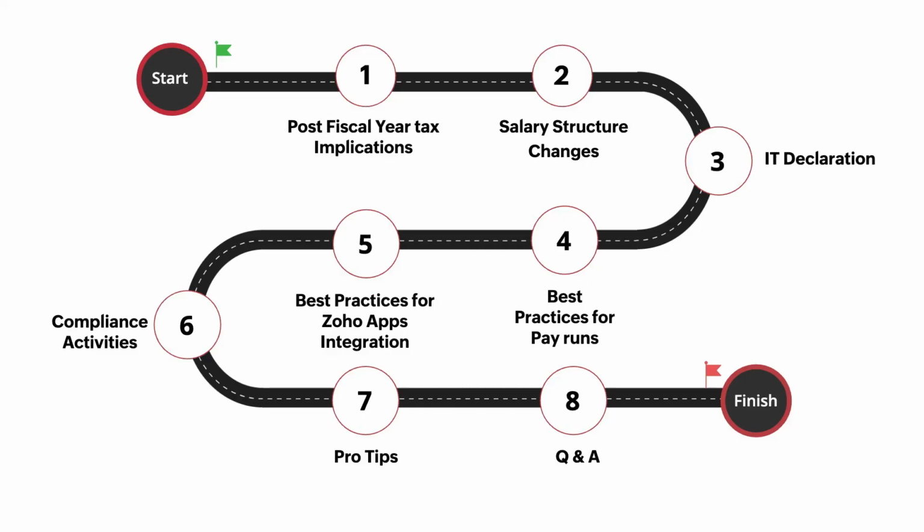All right. So with that, we come to the end of the session. Let's just quickly summarize what we have talked about so far in this session. We began with some of the post-fiscal year tax implications based on some real-world scenarios, and we also talked about how you can perform salary structure changes with Zoho Payroll, with or without change in your employee CTC. We also discussed IT declaration and how that will affect your employee's tax calculation, and we also ran through some of the best practices that you can follow when you're processing pay runs with Zoho Payroll.